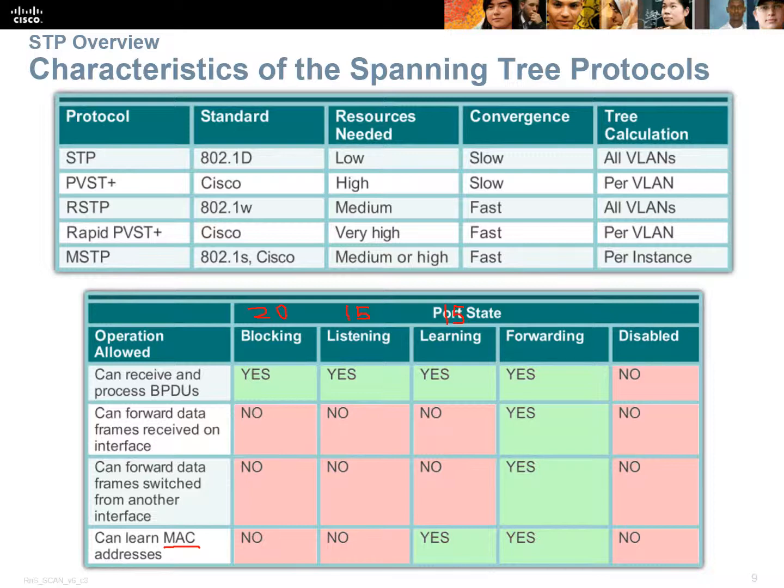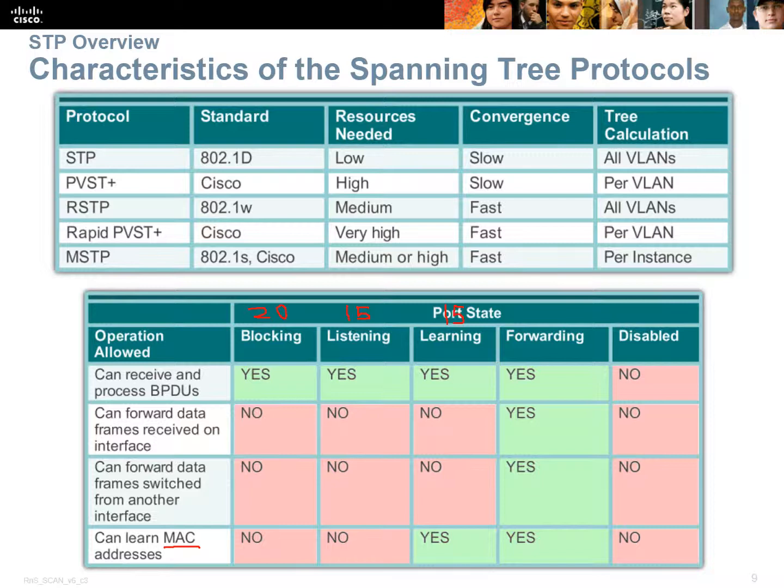Why is this significant? This is significant for 2 reasons. Oh, and once it's learned all the MAC addresses, bang, forwarding straight away. Why is this significant? Because there are 2 questions in the chapter exam. One question will be, if a port is currently blocking, how long could it take to begin forwarding?